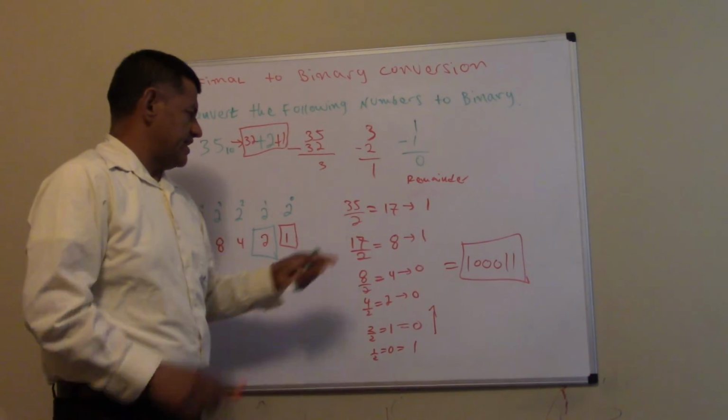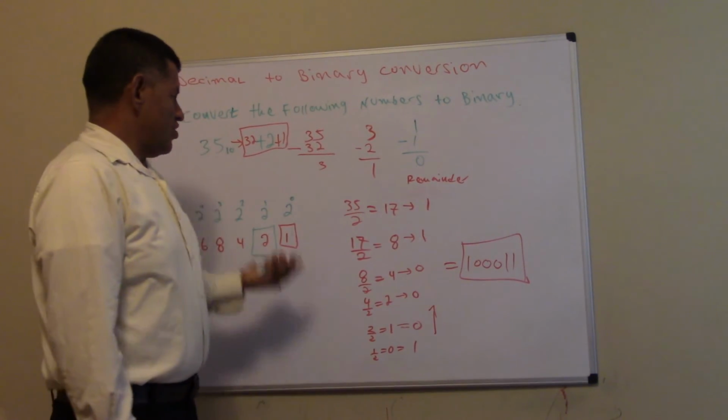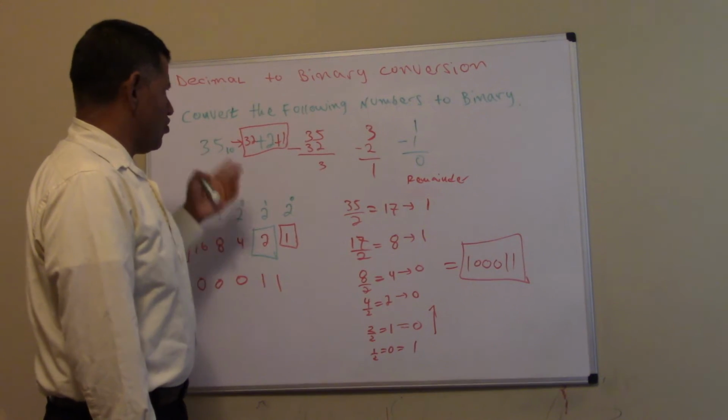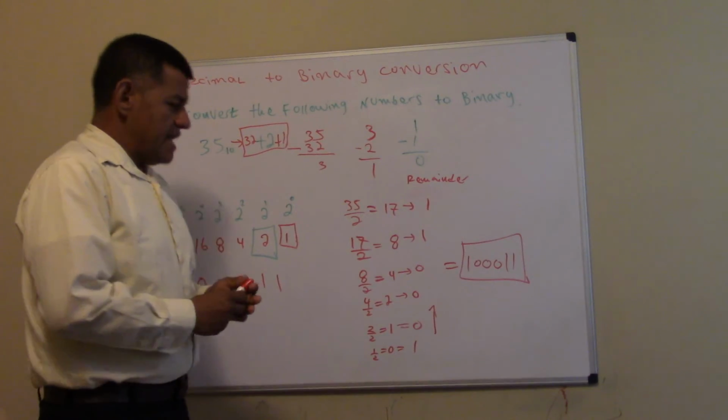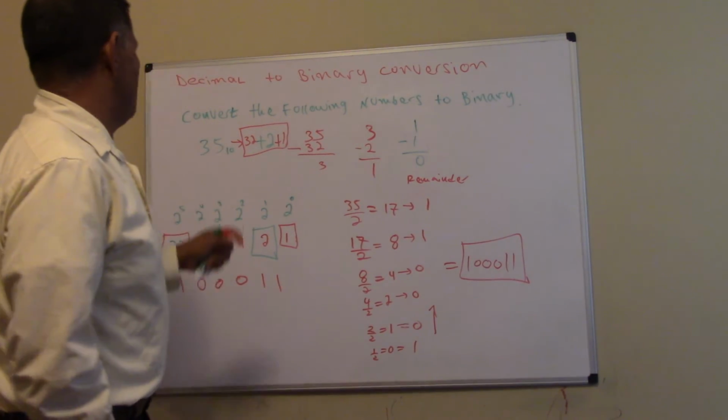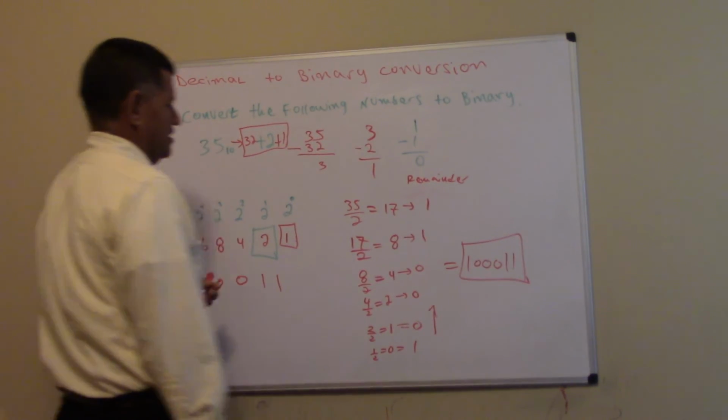That's it for that. I think that's a good review. We already know how to convert from decimal to binary. Now let's do the opposite, from binary to decimal. Okay? So let's do that.